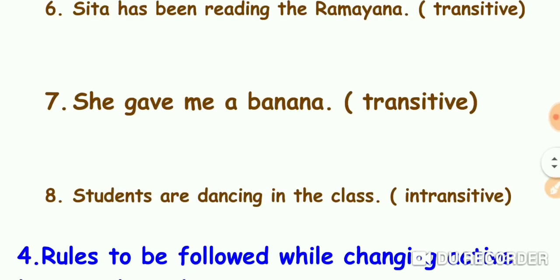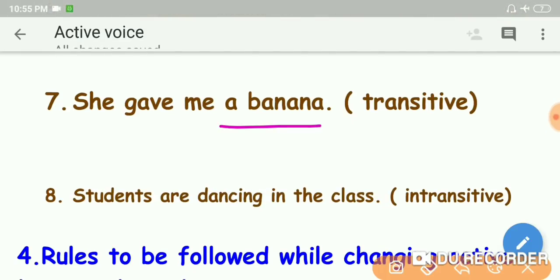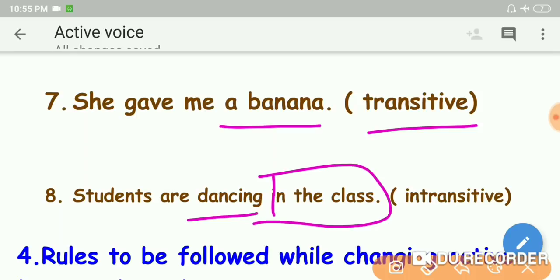Like this, she gave me a banana. If I underline a banana, it answers the question, what did she give me? So then it is also transitive. Who or what should be needed. Students are dancing in the class. Here also dancing is not a transitive verb, because it does not answer the question who or what.